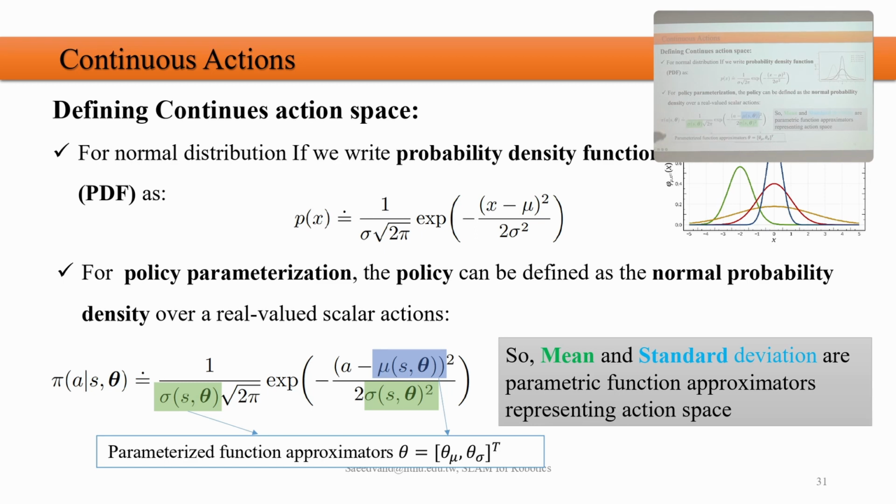This is the term that can be used in order to do this. There are other different ways too, but this is one of the common ways of parameterizing the function by adding theta mu and theta sigma to the representation of the action space.